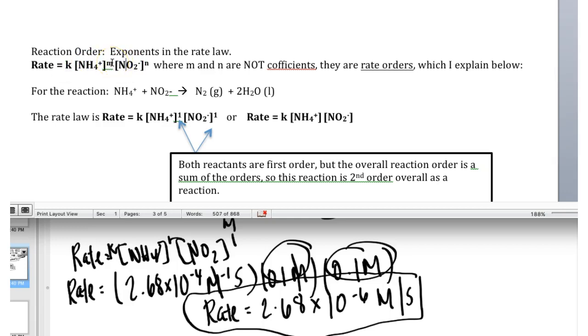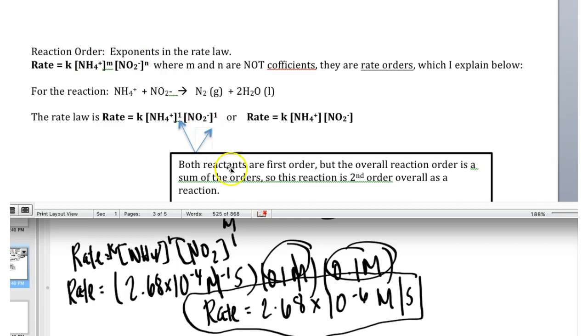And we determined what little m and little n were. We determined that as you double something, the rate also doubled. Or as you quadrupled something, the rate quadrupled. If you halve something, it also halved. Anytime that happens, you're going to put a 1. And again, it's a coincidence that it happens to be the same as the coefficients. The coefficients do not tell us the rate order. So this is the order. The order of NH4 is 1. The order of NO2 is 1.